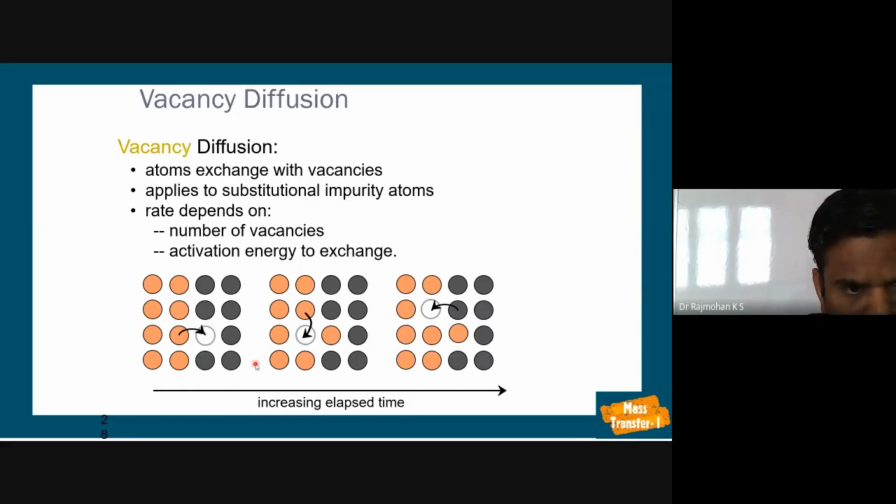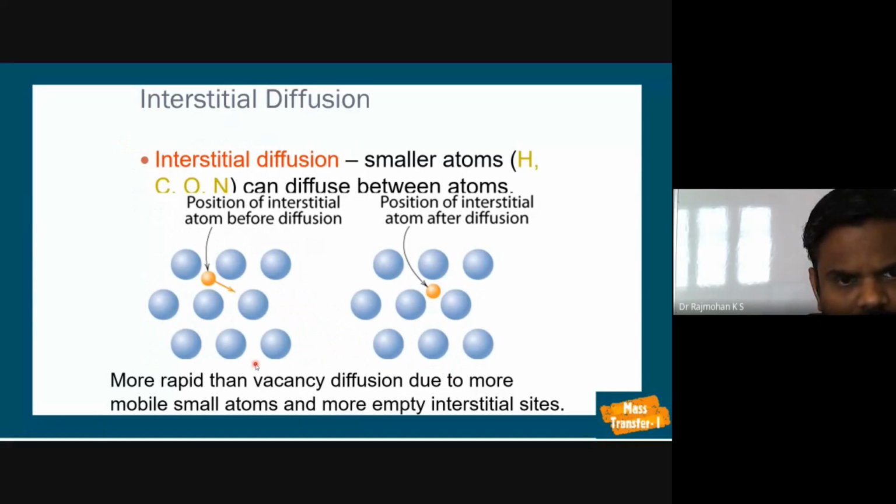Another diffusion is called interstitial diffusion, where it happens when you have a system with two dissimilar materials, or one material with a larger atomic diameter and another atom of small size. What happens is, this cannot move from one gap to another gap.